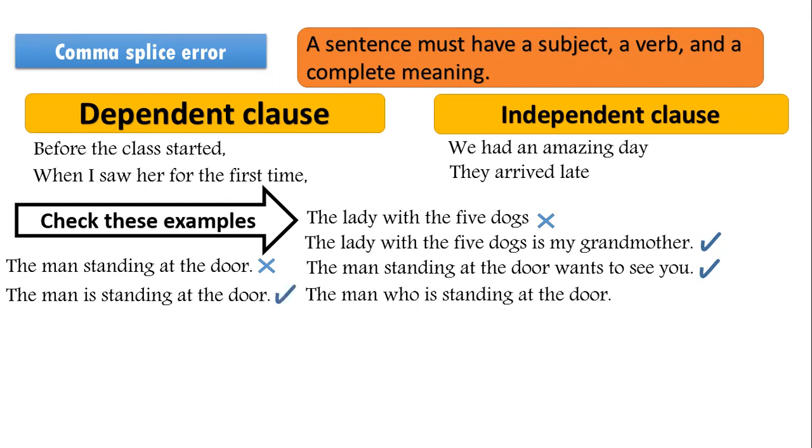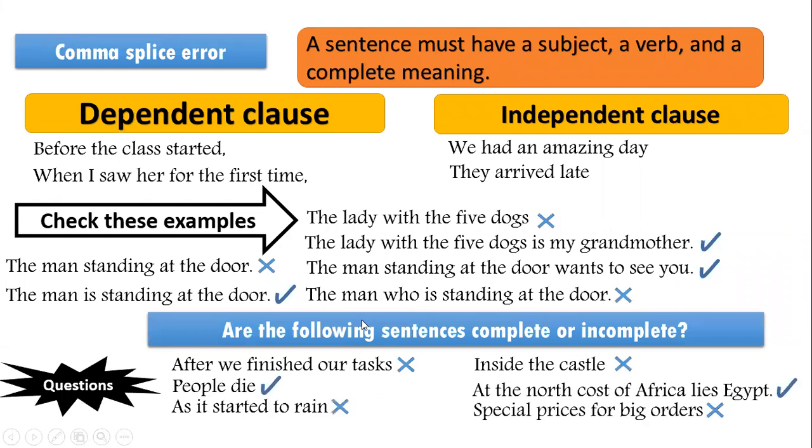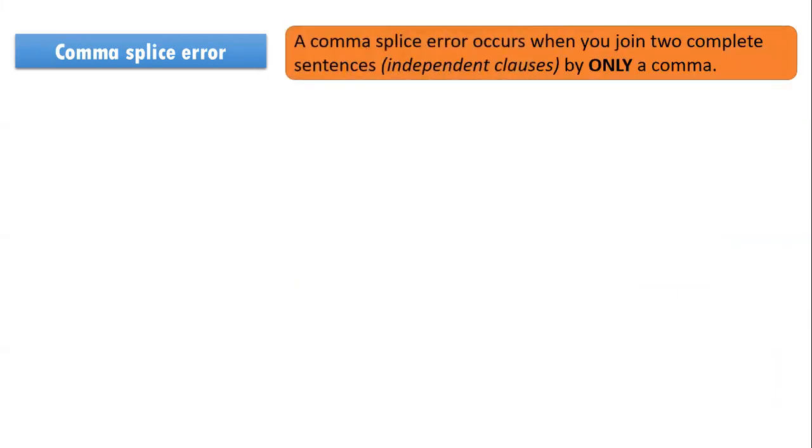How about this? The man who is standing at the door. Is it a sentence? No, because of the word who. Very, very good. Khalas. Now we understand how to decide whether this is a complete sentence or not. Thank you, Ahmed. Forget about all of these. These are more practices.